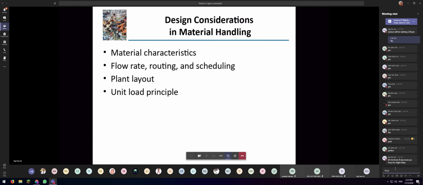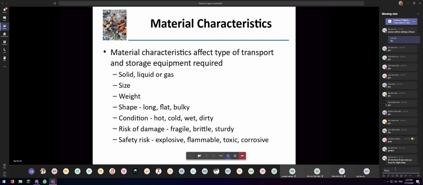We look at the plant layout. Different plant layouts, of course, require different sorts of material handling, and unit load principle, which is one of the most important things which we cover here. So characteristics, this should be quite obvious. If it is a solid, if it is liquid, we handle it differently. How big is it? How heavy is it? The different shapes can make it easier or harder to contain.